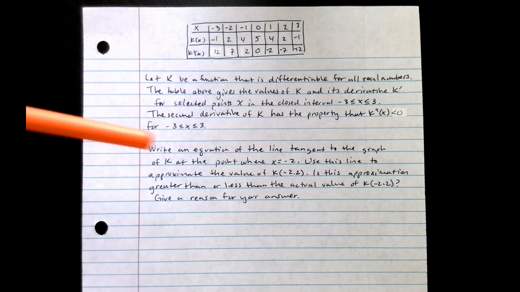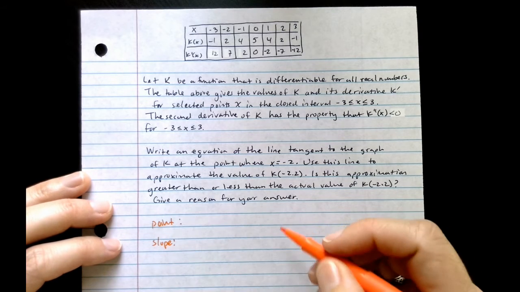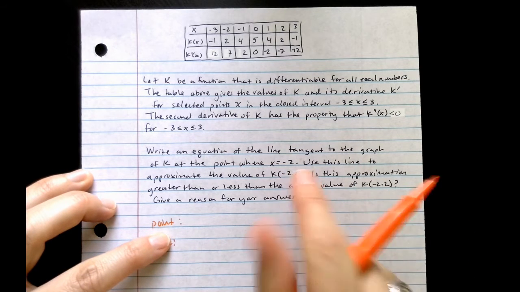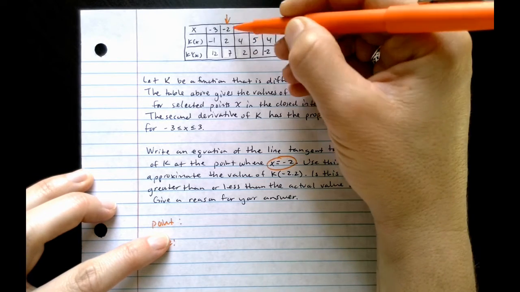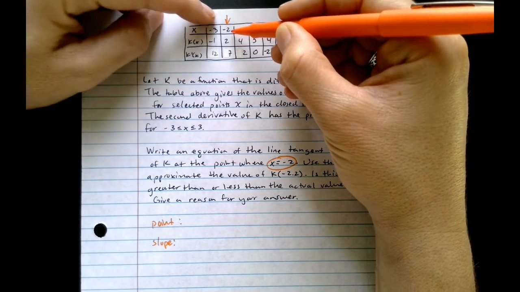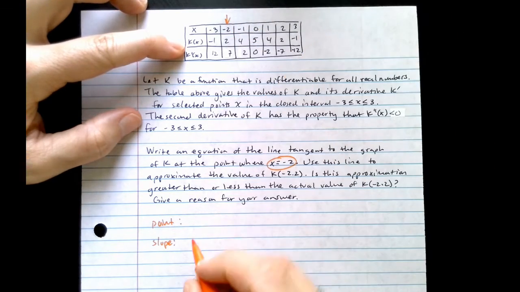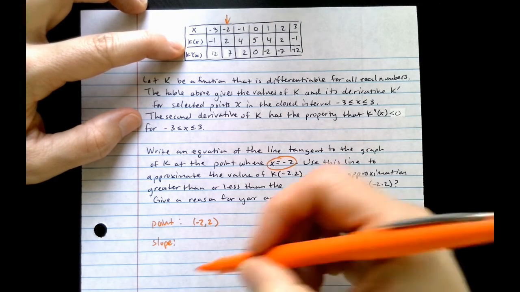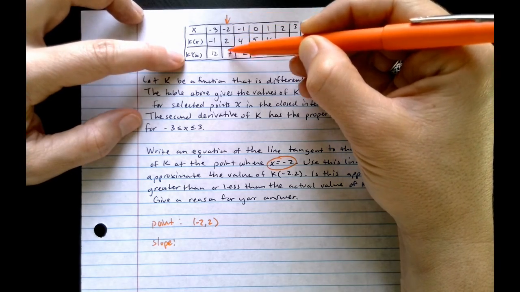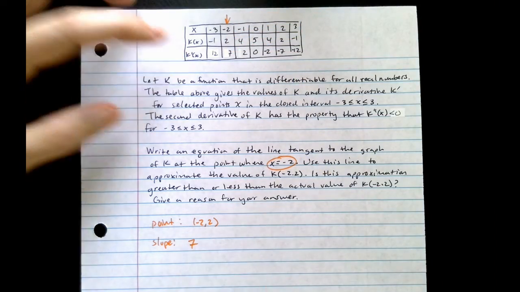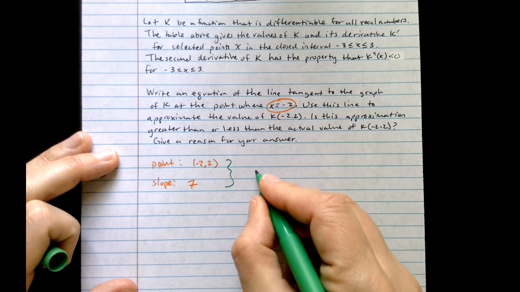So remember, what do we need? A point and a slope. Well, let's look at our table. The point, we're looking at x equals -2. So we come up here and we realize we're looking at -2. So what's the ordered pair? Well, when -2 goes in, what does k pop out? 2. Now we need the slope at this point also. The slope at -2, k prime, is 7. Now we take these two pieces and write the equation of our tangent line.